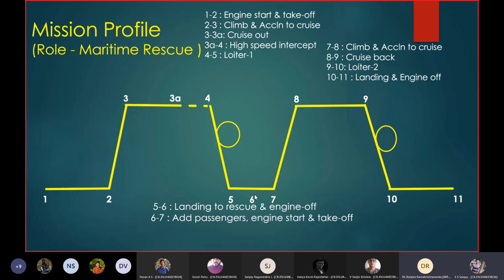Okay. So we are going to include some 10 passengers. That was what was specified in design. So 10 passengers, weight is around 1000 kg. And then we are going to take off with them and climb, cruise, loiter, and land.